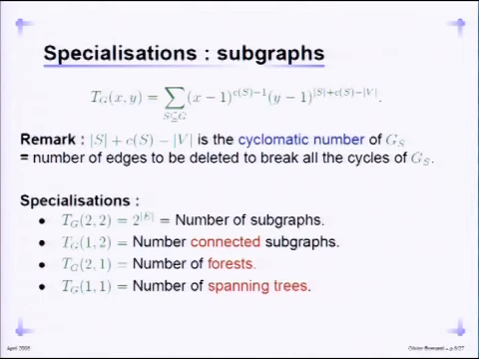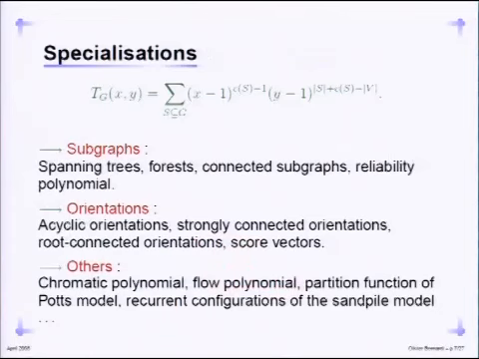They can be seen directly from the definition, but there are, in fact, a lot of other specializations. So here, I have put them in 3 categories: subgraphs, orientations, and others. And as you can guess, I will be mainly interested in the first 2 categories. So in terms of subgraphs, we have already seen some of them. In terms of orientations, the Tutte polynomial counts acyclic orientations, strongly connected orientations, root-connected orientations, score vectors, we'll see. And as I said, there are other specializations, but I will not talk about this today.